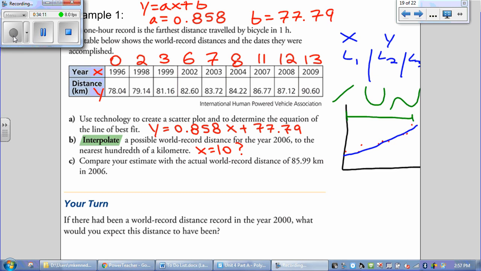No, won't do it. Okay, you could also, just for fun, ask what the world record is going to be in 2012. That would be year 14, 15, 16. I could go trace 16, enter. This predicts the world record to be 91.5 by the year 2012. That would be extrapolating data because that's beyond our original data set.